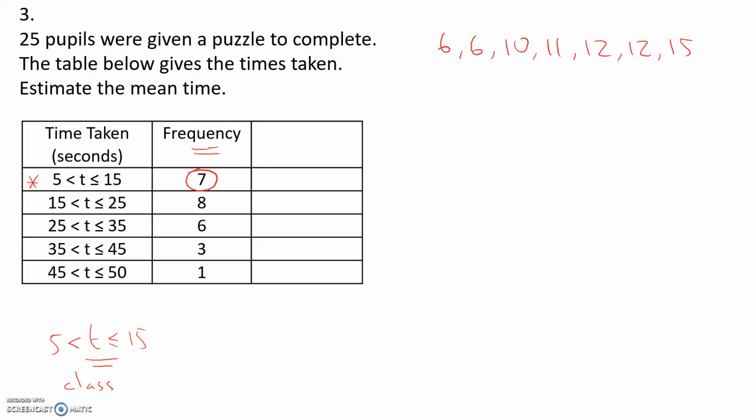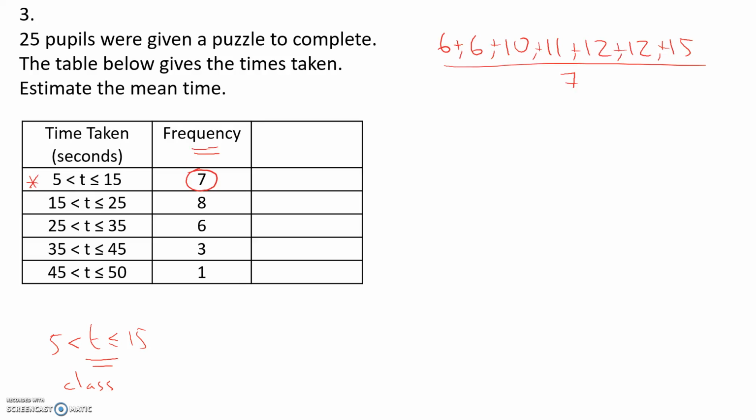But let's imagine that was it. We just got those 7 times. How would we work out the mean? Well, you'd all know what to do then. We'd add these numbers up, find the sum of those, and then divide by the number of times, which is 7. So we do 6 plus 6 plus 10 plus 11 plus 12 plus 12 plus 15, and we divide by 7. So if we knew the times, you'd probably know exactly what to do.